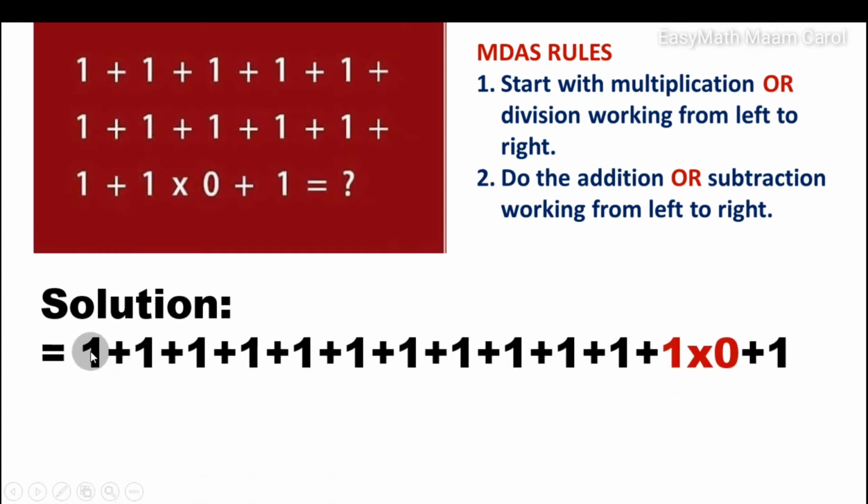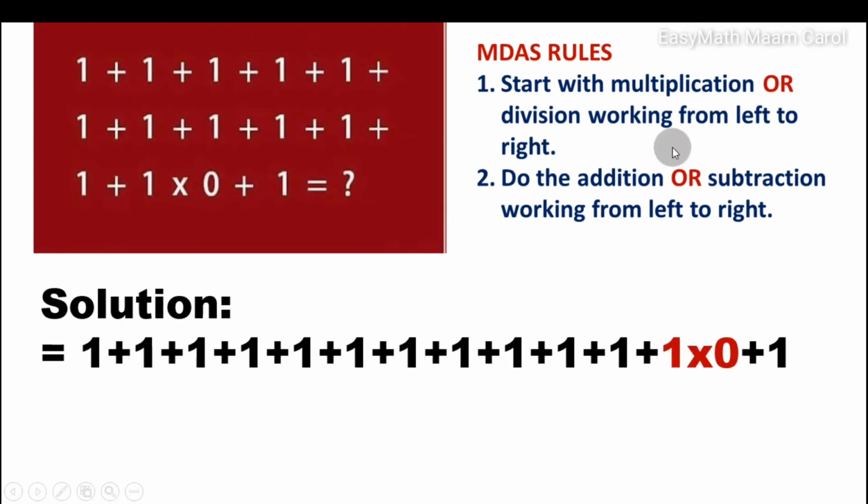Ayan, eto na siya. So, may 11 dito. Yung ika-12, may kasamang times 0. So, yung ika-12 na 1 at saka yung times 0, nilagyan ko siya or ginawa ko siyang red, kasi siya yung uunahin natin na isolve.